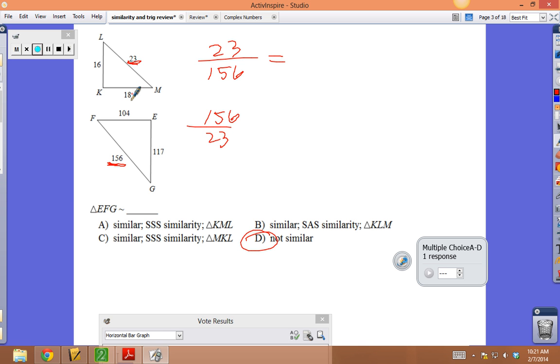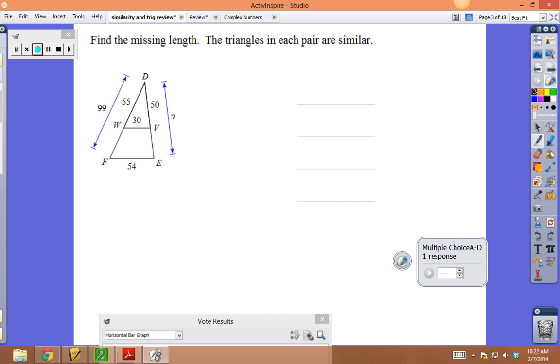My next is the middle one right here. 18 and 117 are the two middle ones. So you got to match up 18 with 117. And then the two smallest, you got to match up 16 with 104. And now you got to punch these three in on your calculator. If they are all three the same decimal, then they will be similar by the SSS similarity theorem. But if one of these is not the same as the others, we're going to go with D. They're not going to be similar.